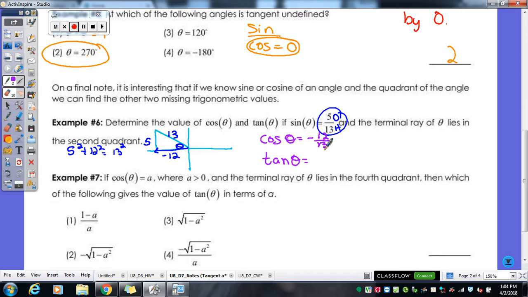12. Adjacent over hypotenuse, so it would be negative 12 over 13. And then our tangent? Opposite over adjacent, 5 over negative 12. There we go. And now remember, this connects back to what we had talked about before with the signs of our trig functions. All of them are positive here, only sine is positive here. As you see, our cosine and our tangent were both negative. Third quadrant, only tangent's positive, and then the fourth quadrant, only cosine is positive.